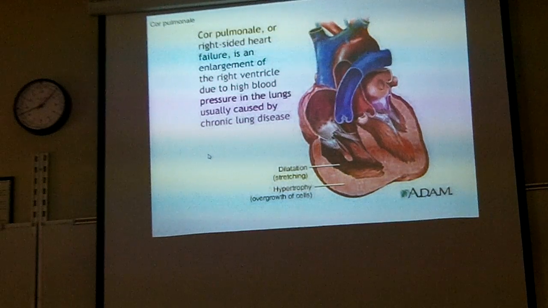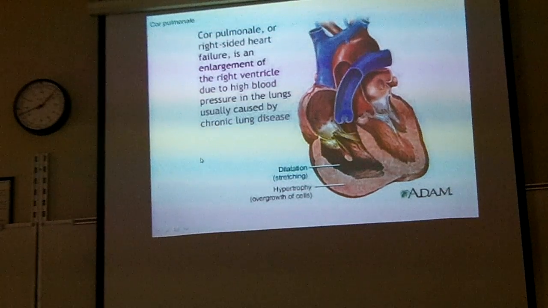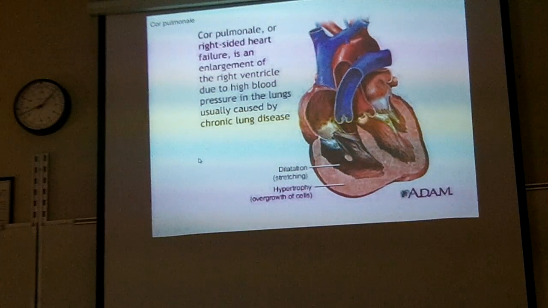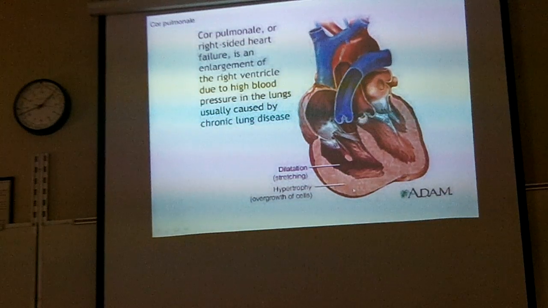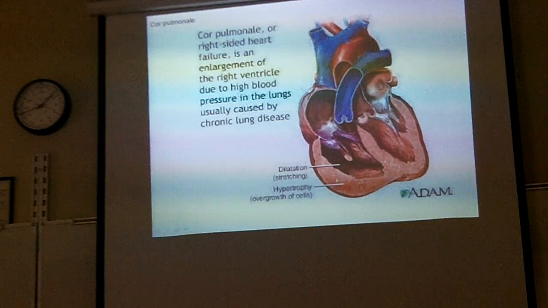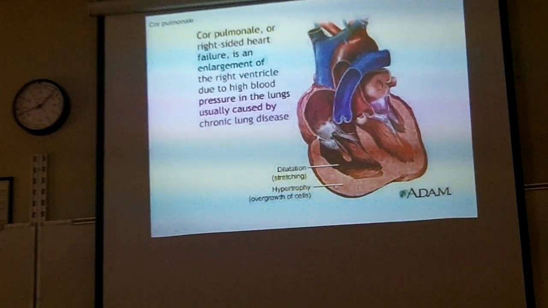Cor pulmonale: pulmonary hypertension and hypertrophy of the right ventricle. A hypertrophy is an overgrowth of cells. So you see the wall here is too thick.